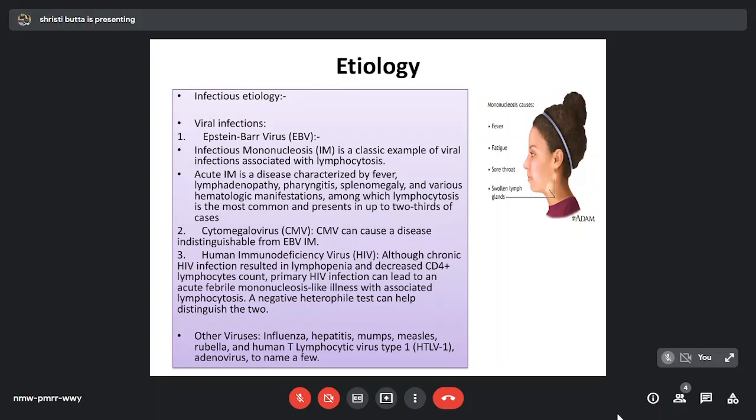In Bordetella pertussis, there's the picture of pertussis in a child. It is characterized by increased lymphocytes that are usually small and have a deeply cleaved nucleus. Okay, let's look at the picture.